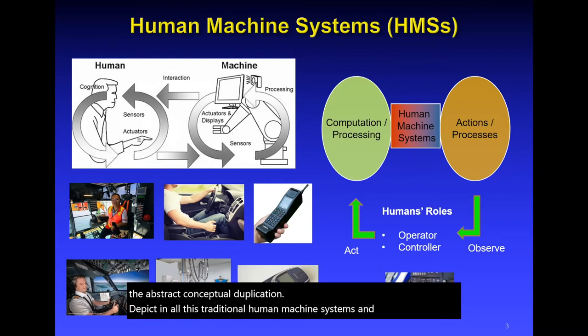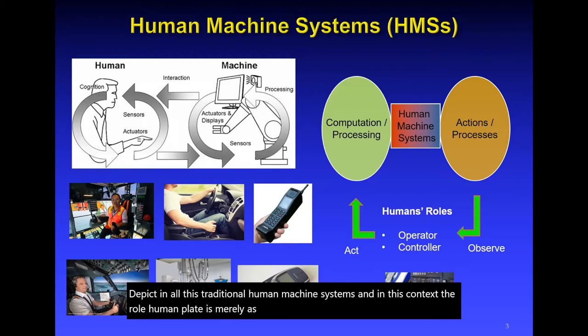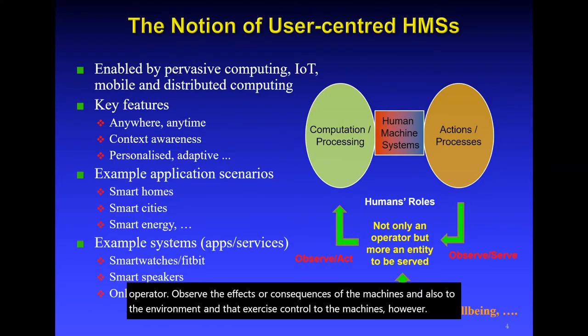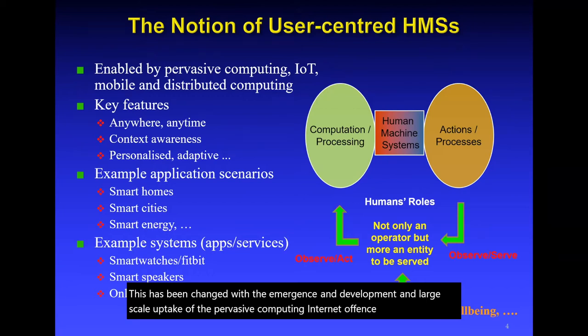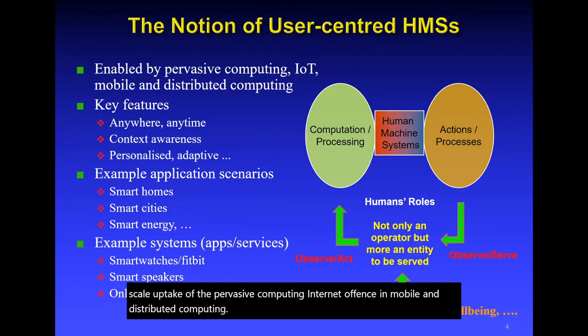In this context, the role humans play is mainly as an operator or controller. The human operator observes the effects or consequences of the machines and on the environment, and then exercises control over the machines. However, this has changed with the emergence, development and large scale uptake of pervasive computing, internet of things, mobile and distributed computing. As you can see in the right-hand diagram, the role people play has changed.